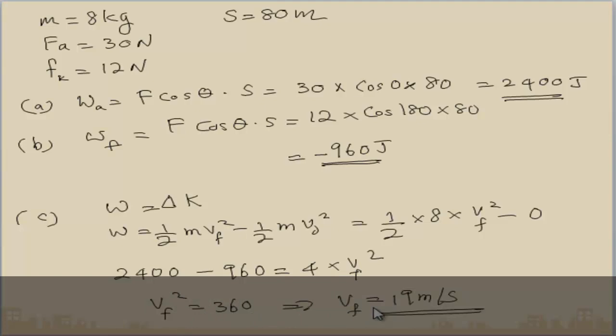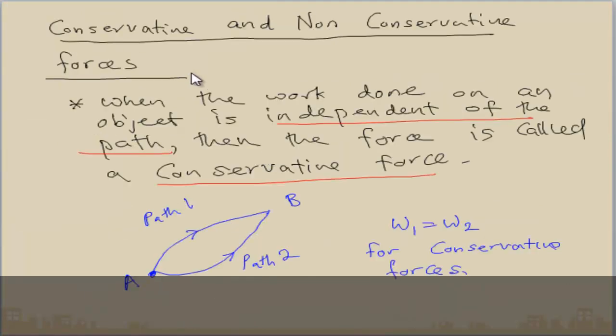V final is approximately 19 meters per second. Now let's go back to the forces. We have discussed forces before under Newton's laws, but now we're going to look at them differently. Let's try to understand what a conservative force is.